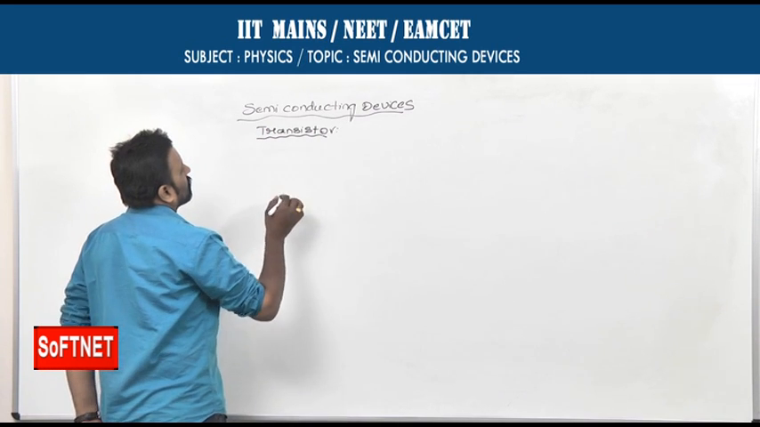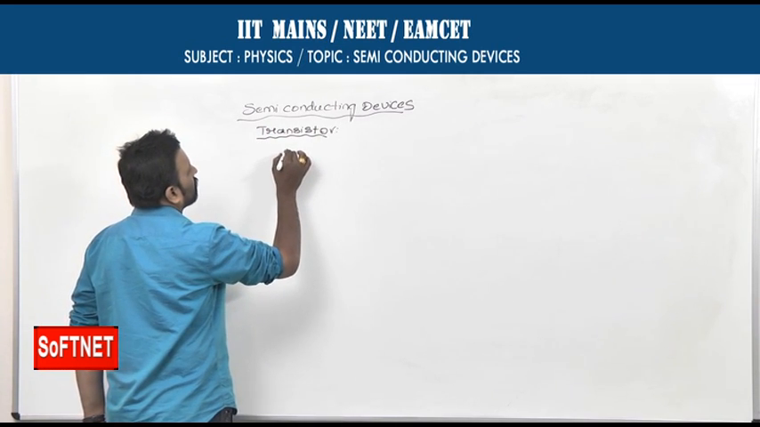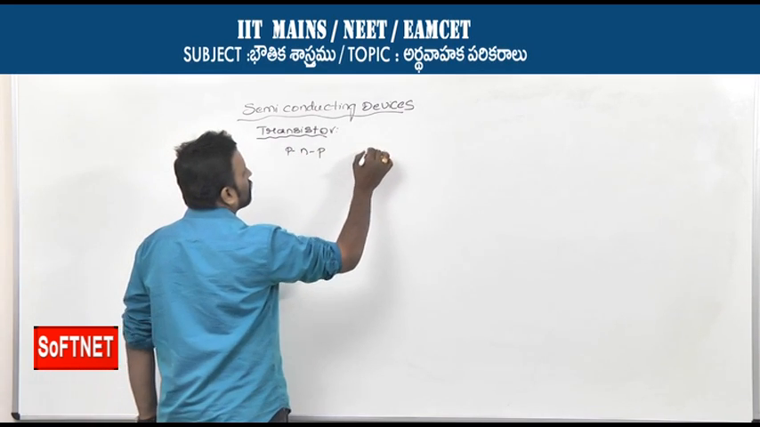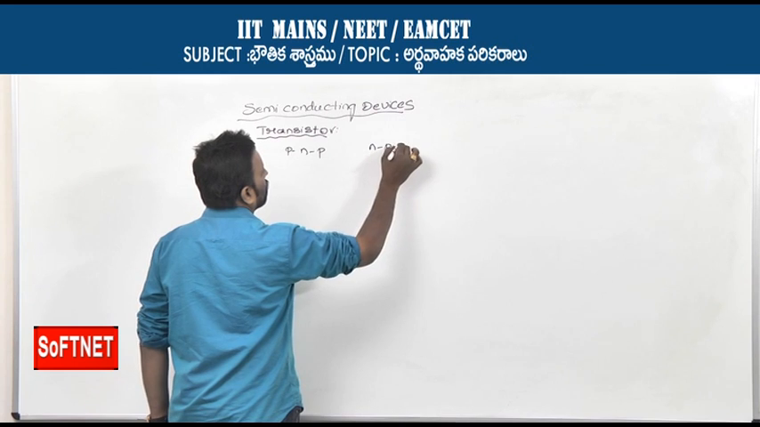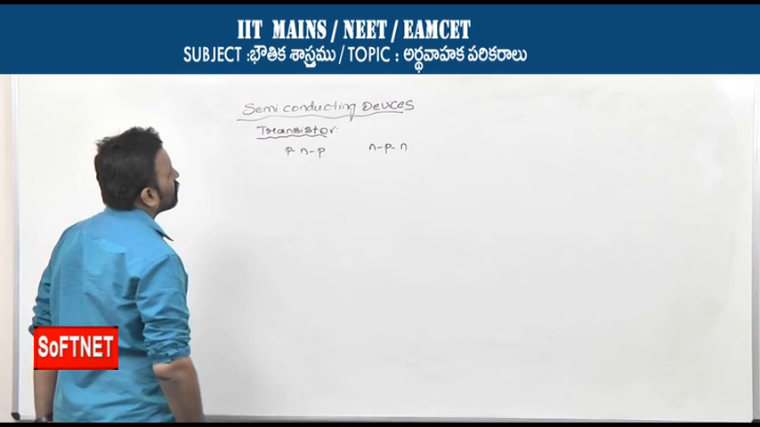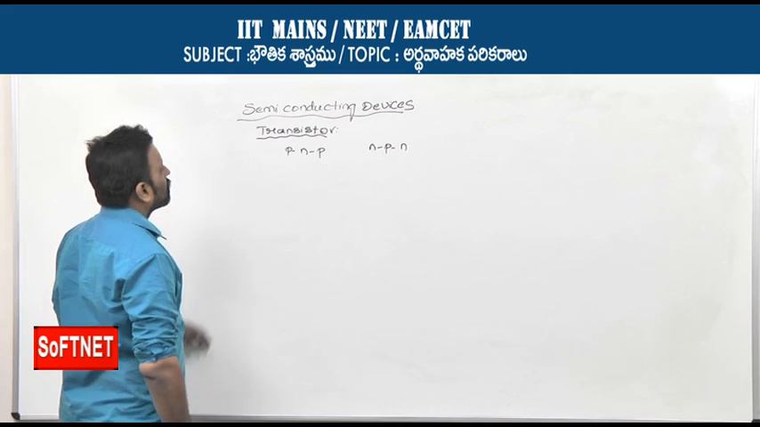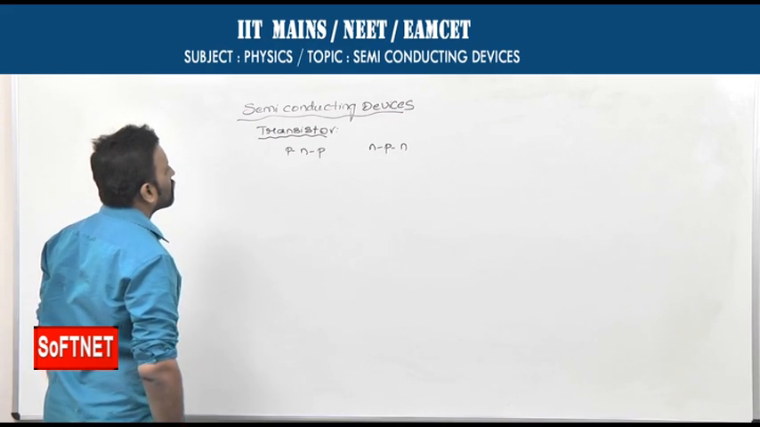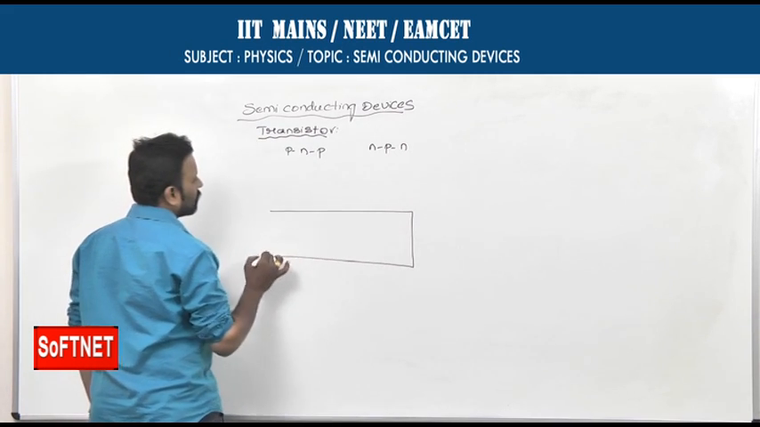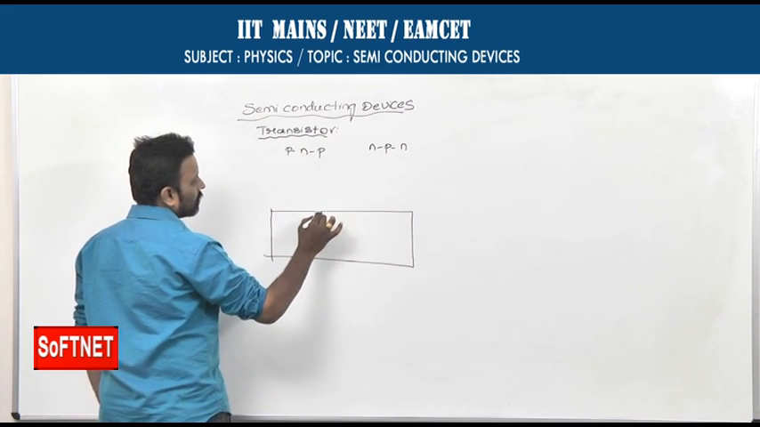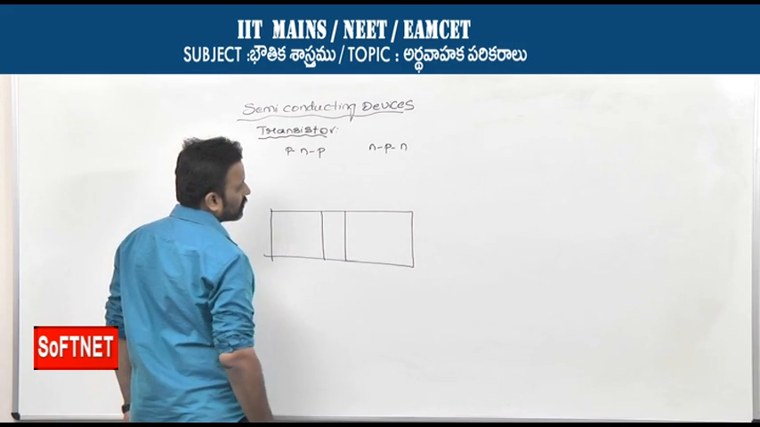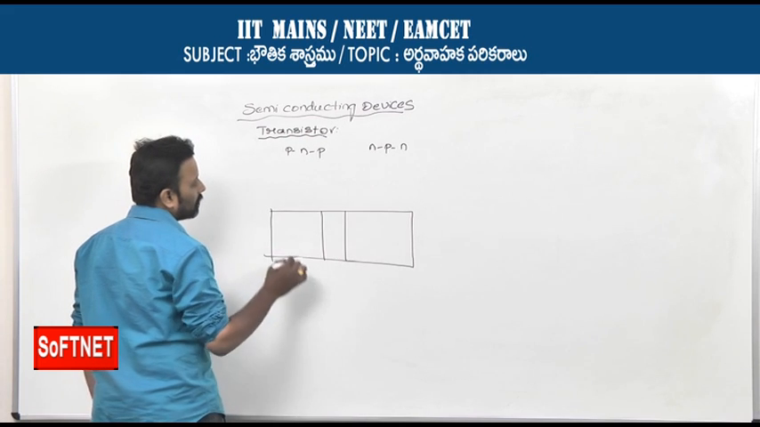These transistors are of two types, PNP transistor and NPN transistor. Before discussing these two types of transistors, we should first discuss the transistor itself. As you can see here, a transistor is a device which mainly consists of three elements.